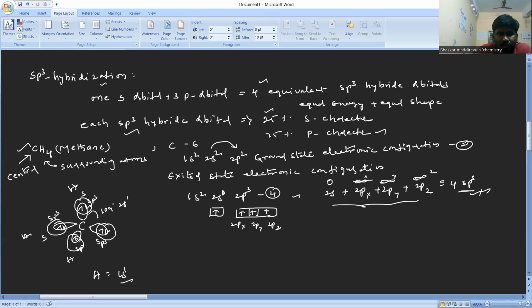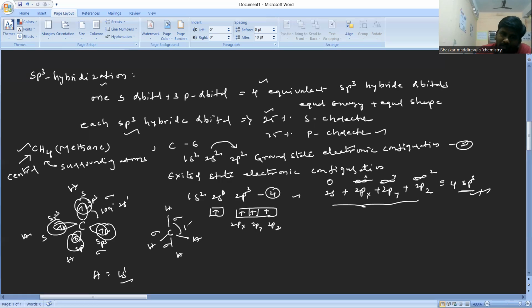So this way we will get a methane molecule with the central atom possessing sp3 hybridization. All are sigma bonds, all are carbon hydrogen sigma bonds. Each bond is formed by the overlapping of sp3 and s orbitals. Here one hydrogen, all are sigma bonds.